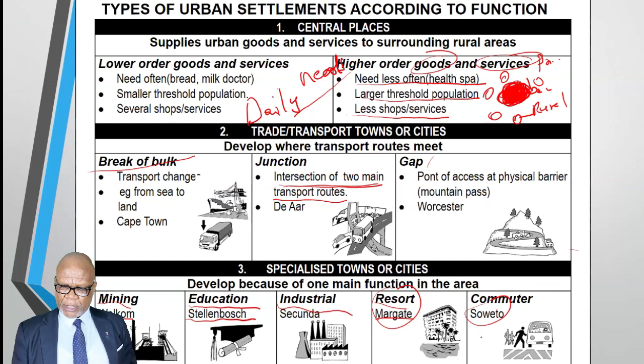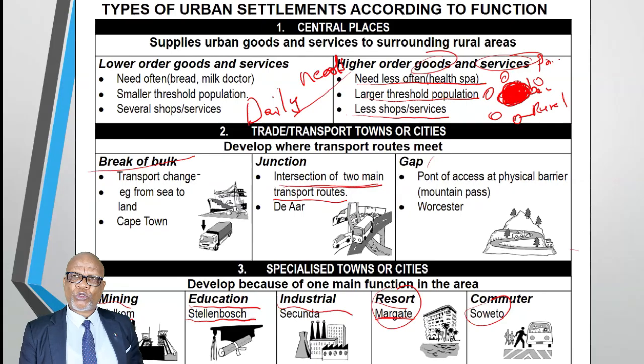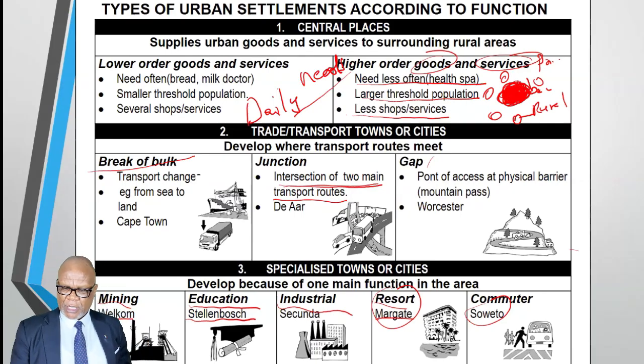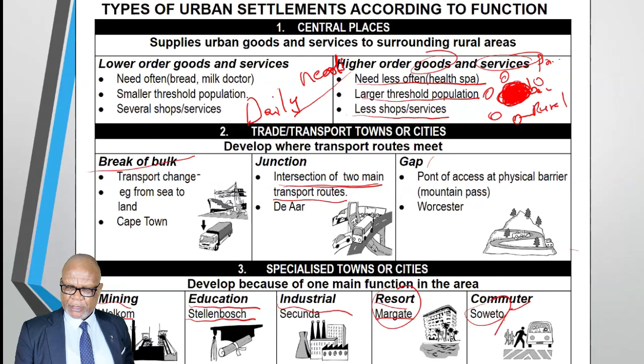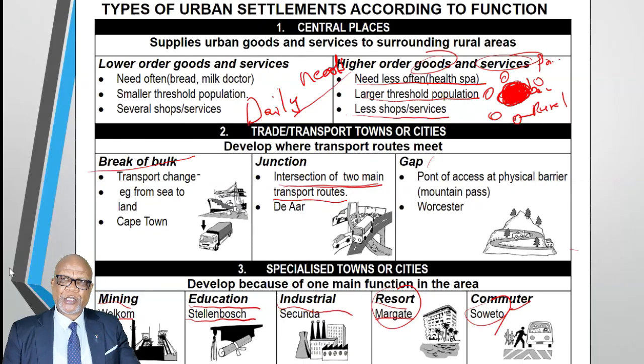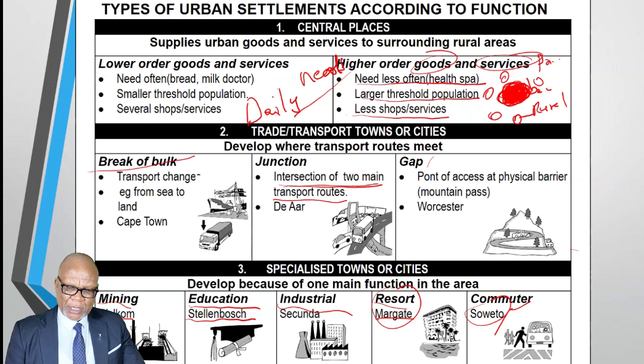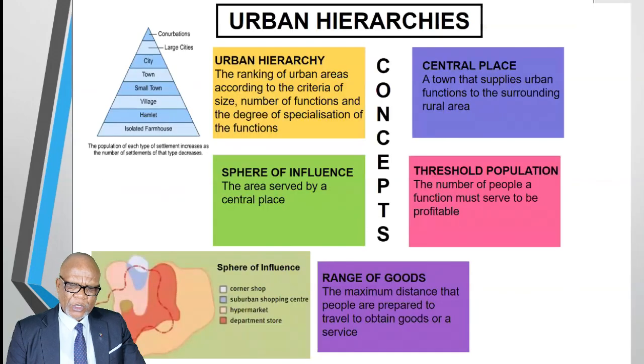They'll be going to all areas around Gauteng, from Pretoria to Vaal to Krugersdorp to wherever. So it becomes a commuter town, where most of the people will be using different transport networks to go to their working space. And in the afternoon, they will be coming back to their homes. So that is what we call a commuter town. It is a specialized town.